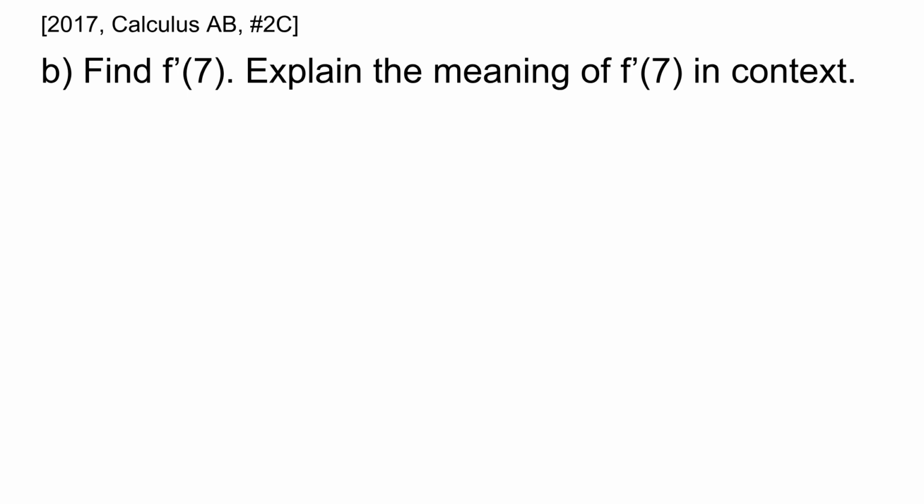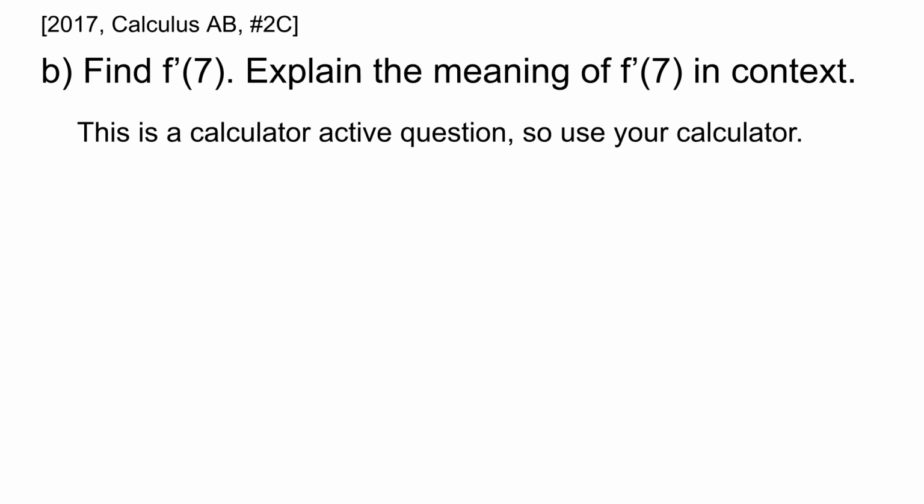In part B of this question, we are asked to find f prime of 7 and explain the meaning of f prime of 7 in context. So because this is a calculator active question, we can use our calculator. By plugging this into our calculator, we discover that f prime of 7 is negative 8.120.